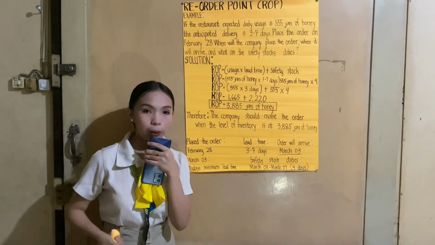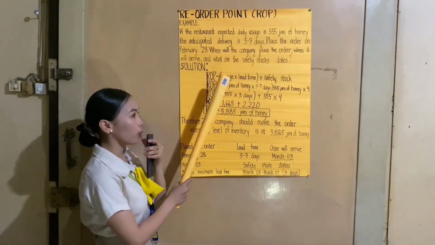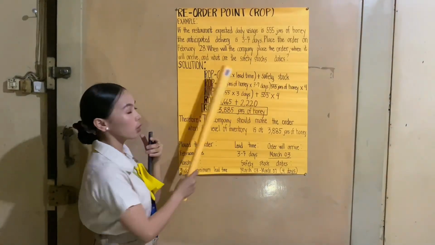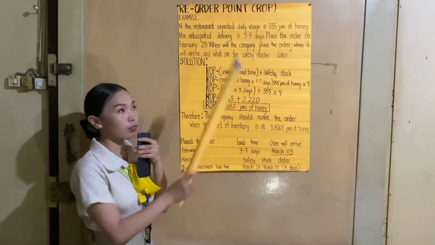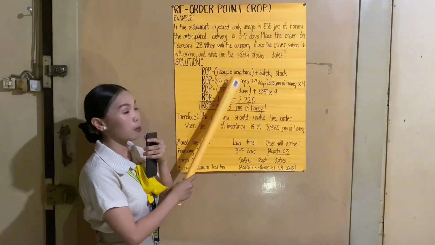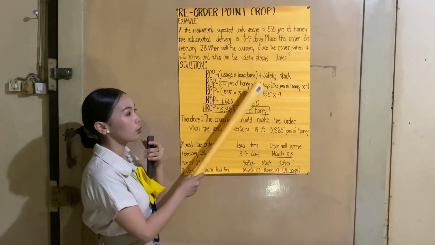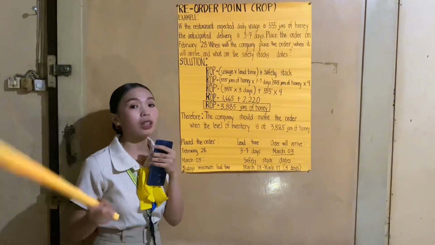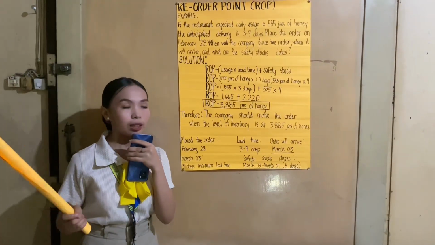So, in getting the ROP, we have the formula here. ROP equals the usage times lead time plus safety stock. So, ato na siyang substitute based sa given example. So, ROP equals usage 555 jars of honey, times 3 to 7 days lead time, mo na siyang expected delivery sa jars of honey.